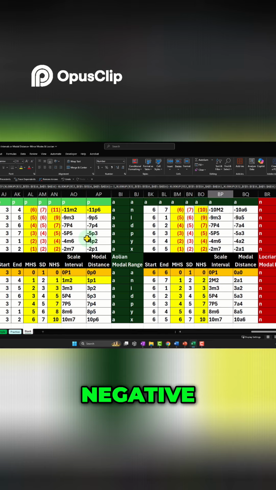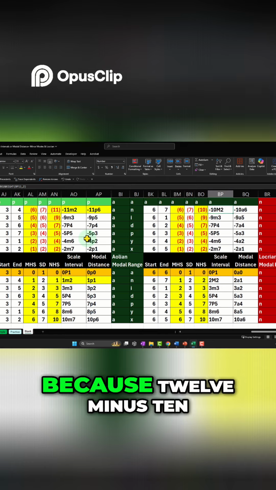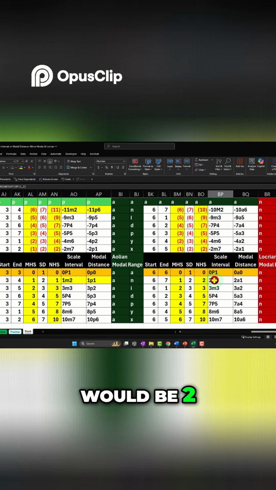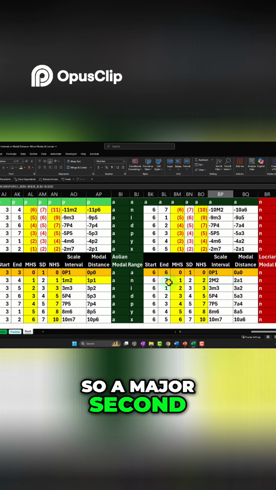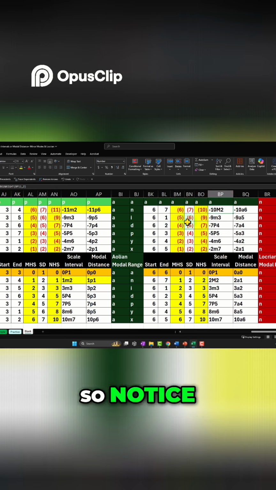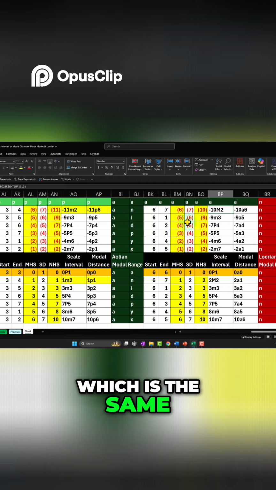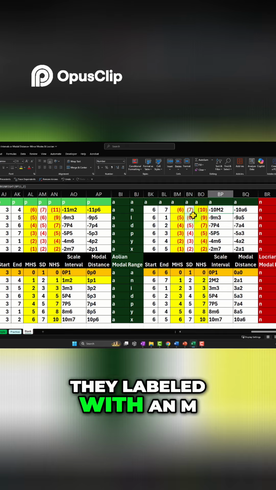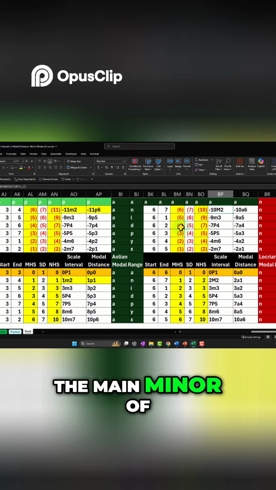10 notes negative. That would be a negative 10 note away major second. Why? Because 12 minus 10 would be 2 in the counterclockwise direction, which is a major second. So a major second could be 2 forward or 10 backwards. So notice the Aeolian has this interval, which is the same as the major, which they labeled with an M, even though the main minor of the Aeolian has it.